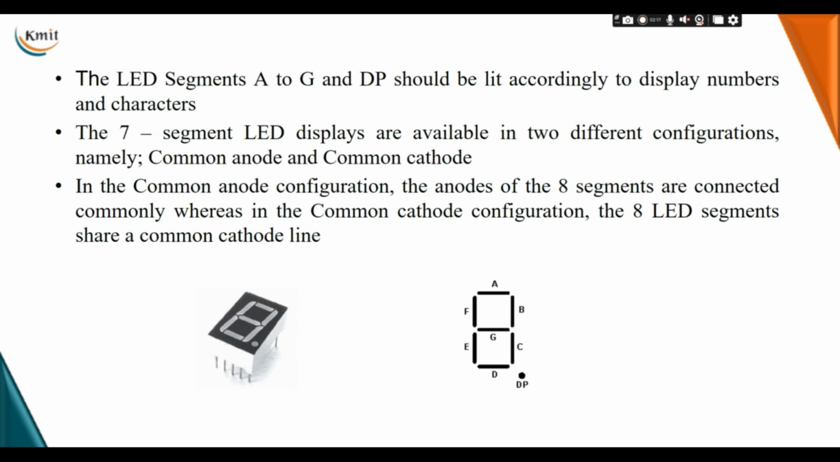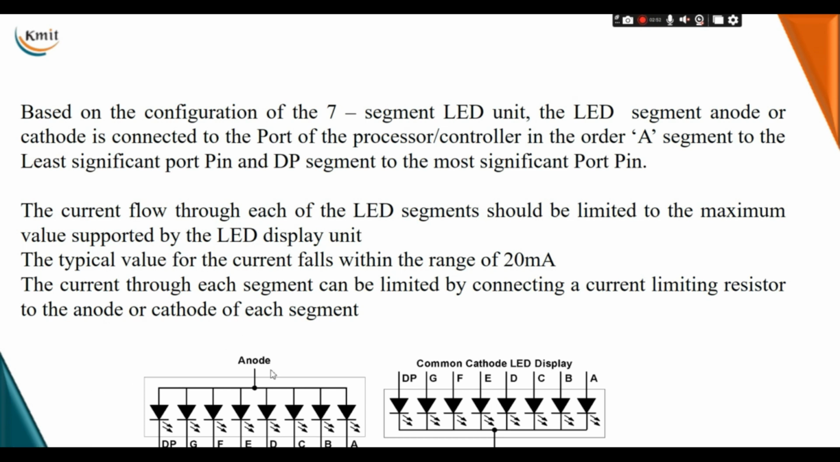The 7 segment LED displays are available in 2 different configurations, namely common anode and common cathode. In common anode configuration, the anodes of the 8 segments are connected commonly, whereas in common cathode configuration, the 8 LED segments share a common cathode line. So this is a picture of 7 segment LED. So as we have seen, common anode LED display, common cathode LED display.